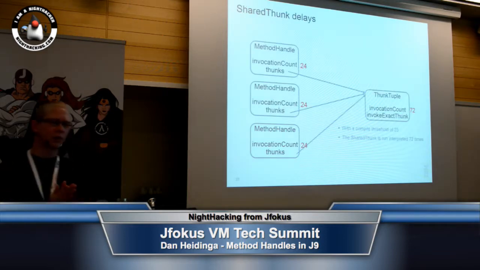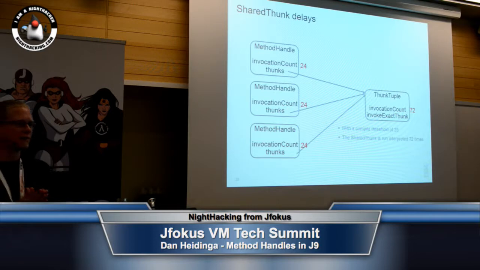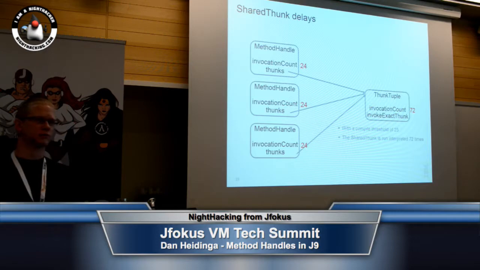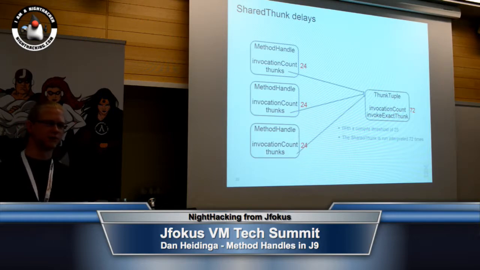Right, so the problem with this initially was we had our invocation counts on the method handle, and this was causing some delays to get out of the interpreter. With a count of 25 to trigger a compile, it meant you could run three different method handles that had the same shared code 24 times each in this example, and you'd still be running the interpreter, which is way more than we want.